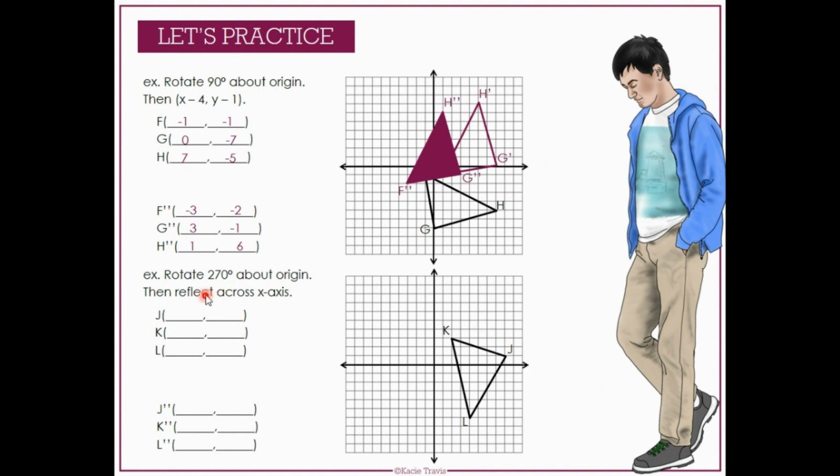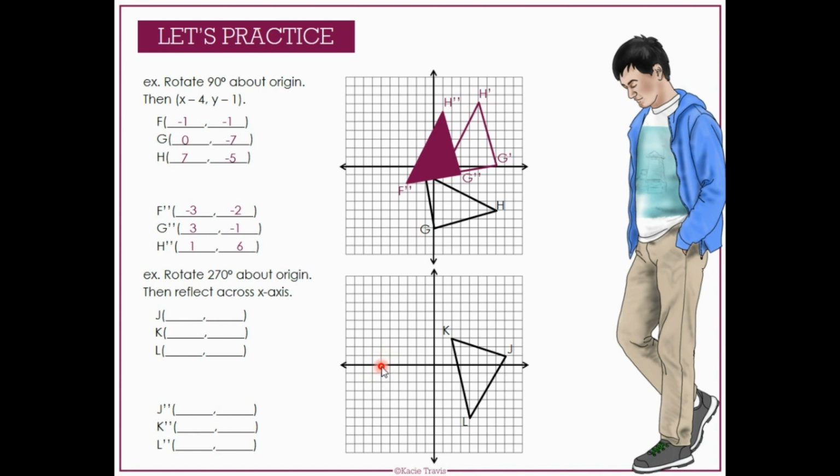All right. Next one we got here is on the bottom part of the right side. We got rotating 270 degrees, and then we are reflecting our shape across the x-axis. So here's where we're at currently. If we rotated at 90, our shape will be somewhere around in this vicinity.